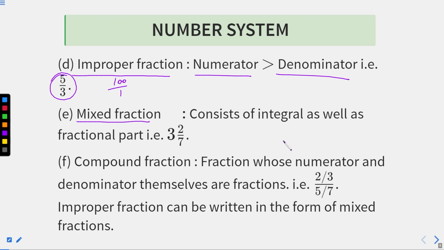In a mixed fraction, it consists of an integral as well as a fractional part, which is like this. So the meaning of this is equal to 3 plus 2 by 7, that is 3 whole, we read it as 3 whole 2 by 7. Okay, here 3 plus 2 by 7. Another meaning of this is this.